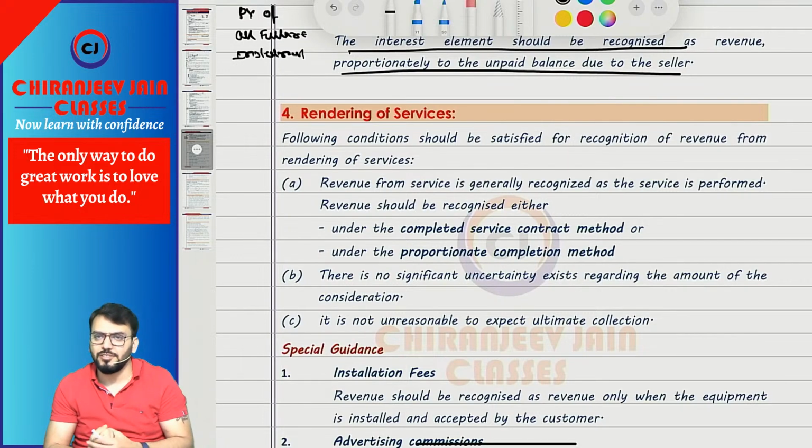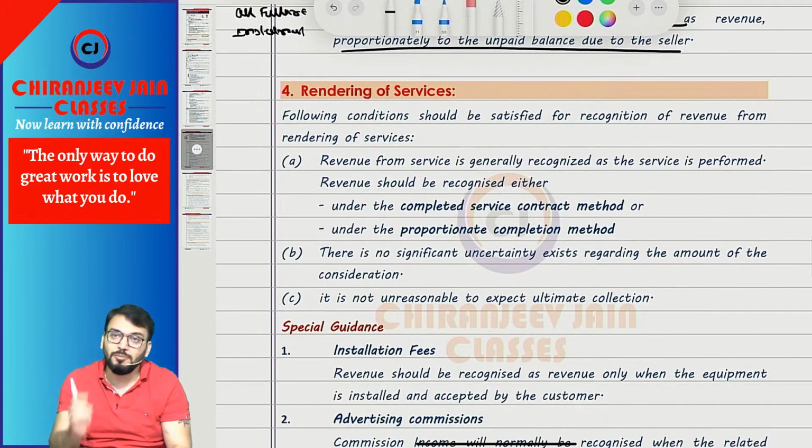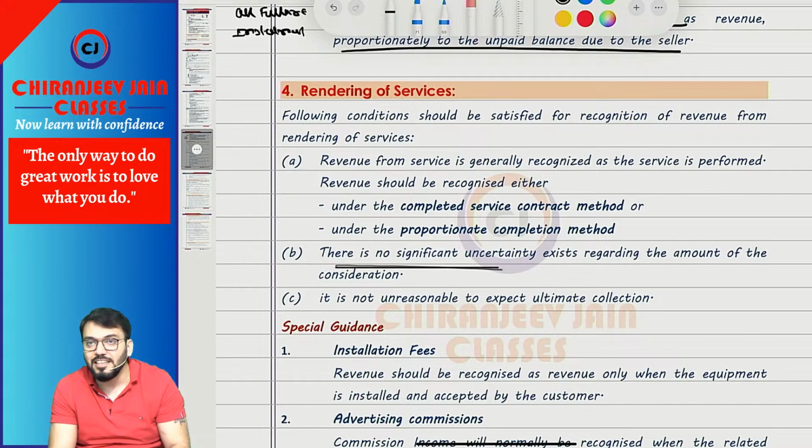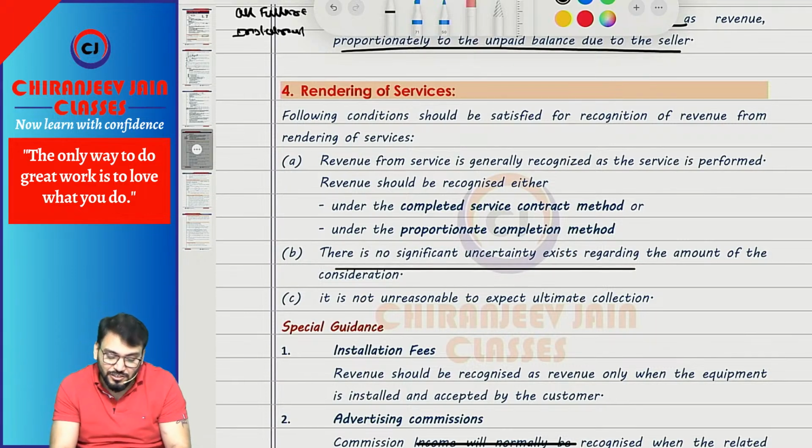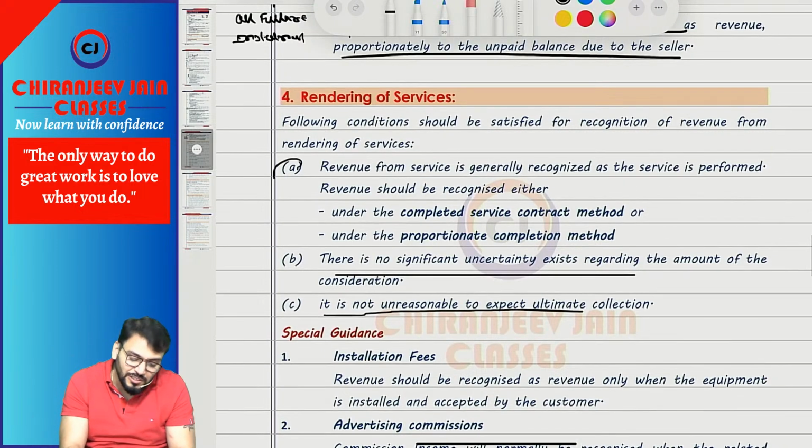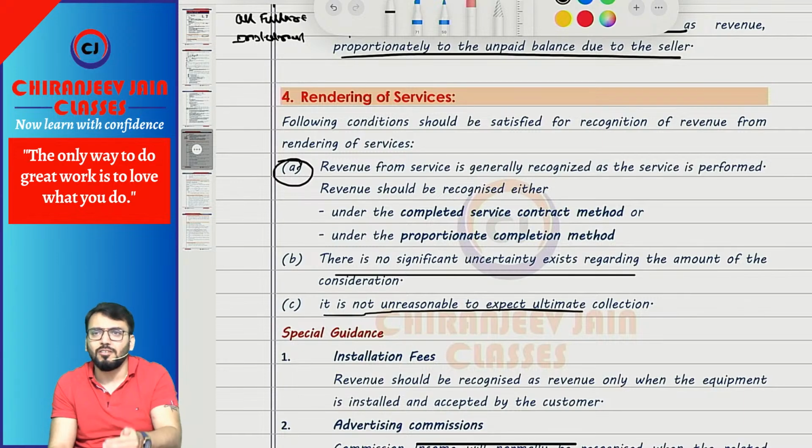Then coming to rendering of services. In case of rendering of services, revenue should be recognized when once again three conditions are satisfied, two conditions are the same. First, can you give me those two conditions? There is no significant uncertainty existing regarding the amount of consideration, and it is not unreasonable to expect ultimate collection. Now the first condition says that revenue should be recognized when the service has been performed.